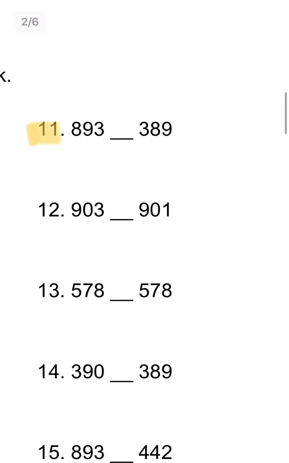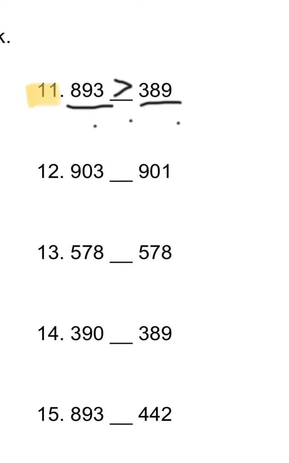Number 11, 893 and 389. Okay, which one's larger? 893. Which one's smaller? 389. So what goes in the blank? Greater than, since 893 is greater than 389. Make sense?